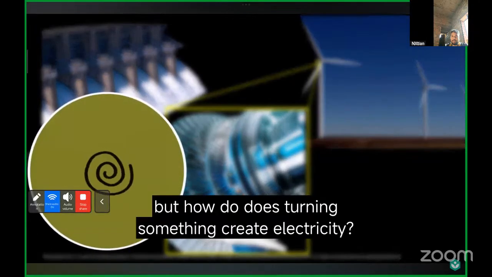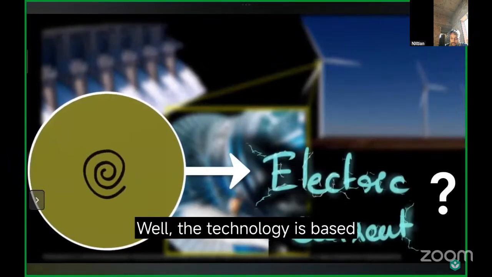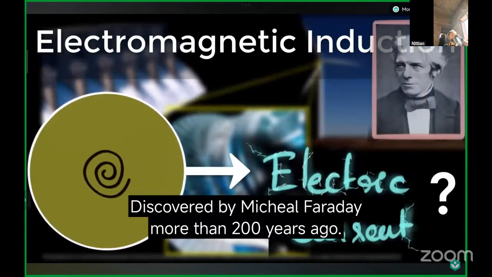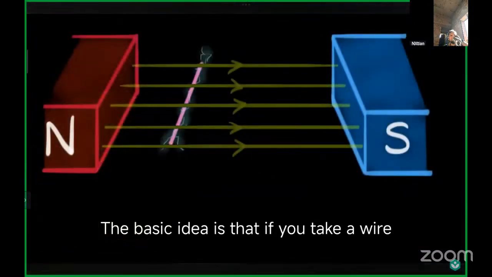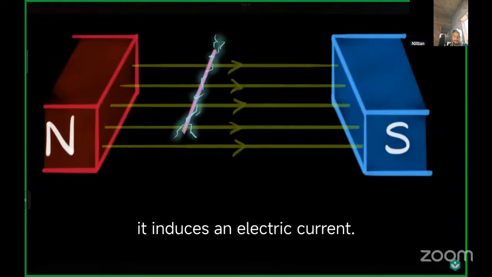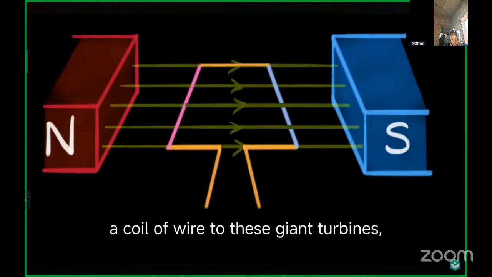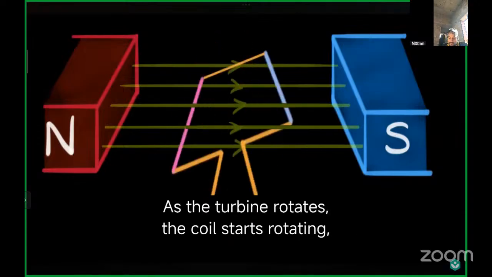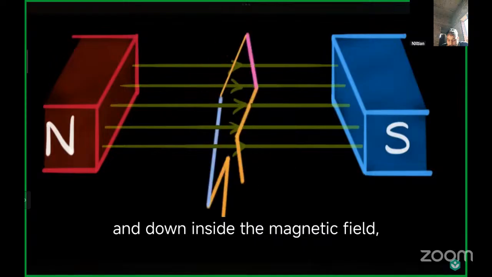But how does turning something create electricity? Well, the technology is based on electromagnetic induction, discovered by Michael Faraday more than 200 years ago. The basic idea is that if you take a wire and move it up or down inside a magnetic field, it induces an electric current. So all we have to do is attach a coil of wire to these giant turbines and place them inside a magnetic field. As the turbine rotates, the coil starts rotating and the wires start moving up and down inside the magnetic field.